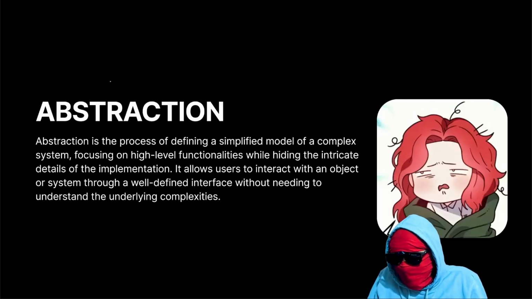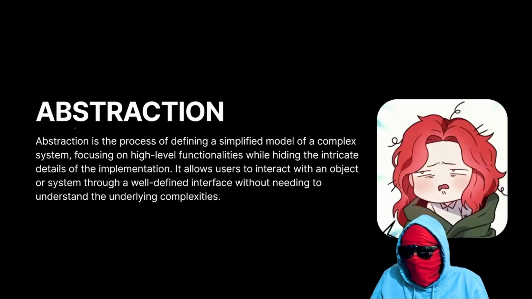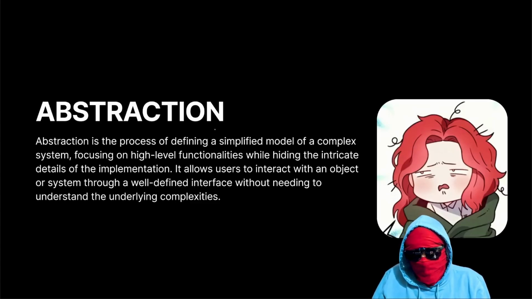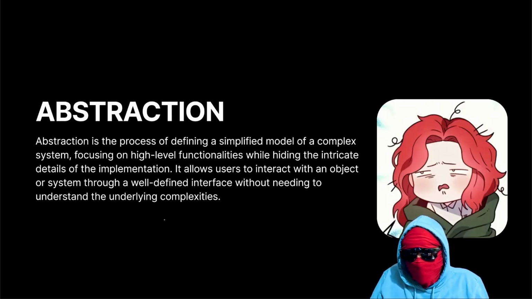Let's start with another concept of object-oriented programming, and it's called abstraction. So, why is abstraction important? And what is abstraction? It's the process of defining a simplified model of a complex system, focusing on high-level functionalities while hiding the intricate details of implementation. It also allows users to interact with an object or system through a well-defined interface without needing to understand underlying complexities.